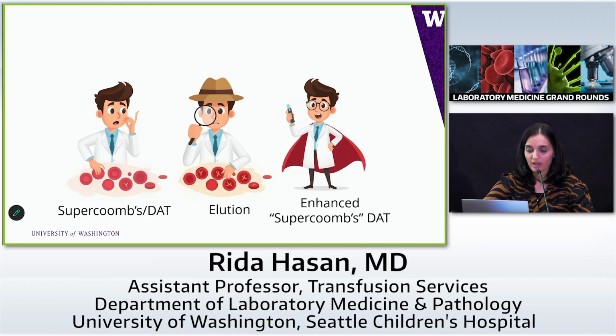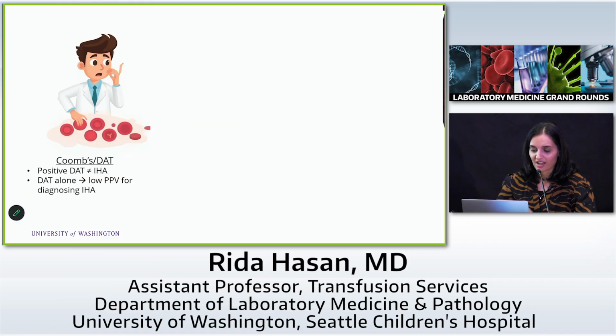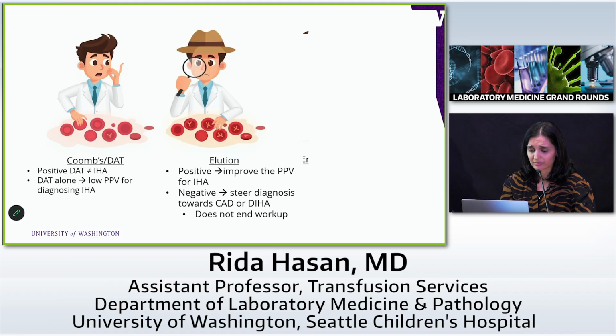All right, so we went from being plain laboratory scientists to detectives to superheroes to really look for these antibodies that could be implicated in hemolysis. So what are the take-home points from my talk? So with a DAT, a positive DAT, I will say, does not mean immune hemolytic anemia. A DAT alone has a very low positive predictive value for making the diagnosis. So you should have a really high clinical suspicion.